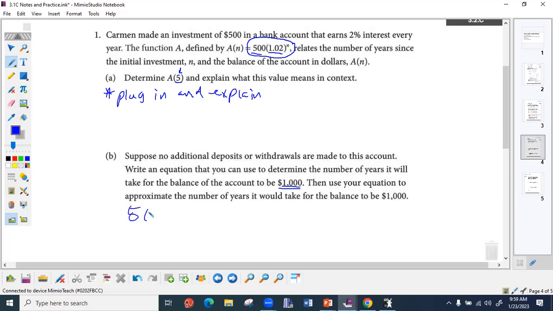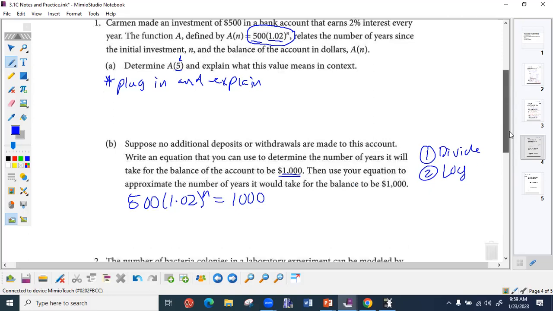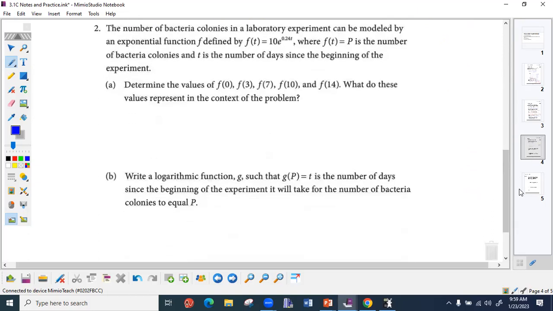So we have 500 times 1.02 to the n, and my output is going to be 1,000. And that's what it's wanting you to calculate. So you're going to have to use log, okay? So step 1 for you to remember is you have to get it by itself. So step 1 to help solve is you're going to have to divide. Then step 2, you're going to use log. Got it? So those are your homework hints for part B. Cool? All right, keep going. Don't try to solve it right now. Let's keep going through all the things.